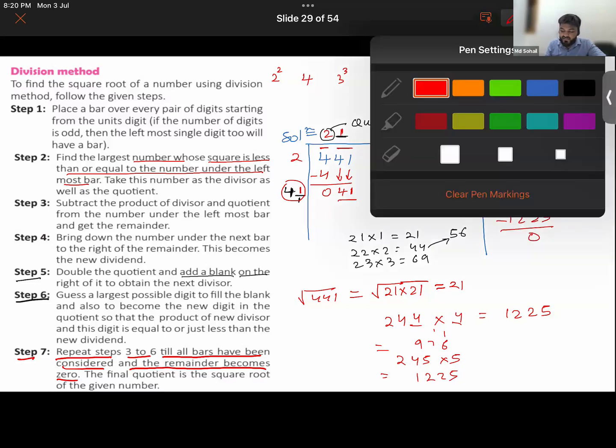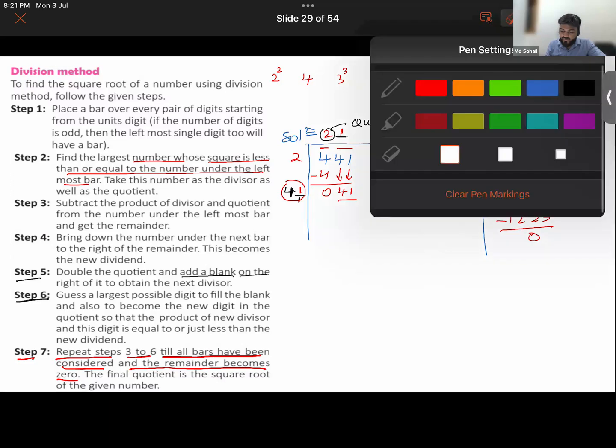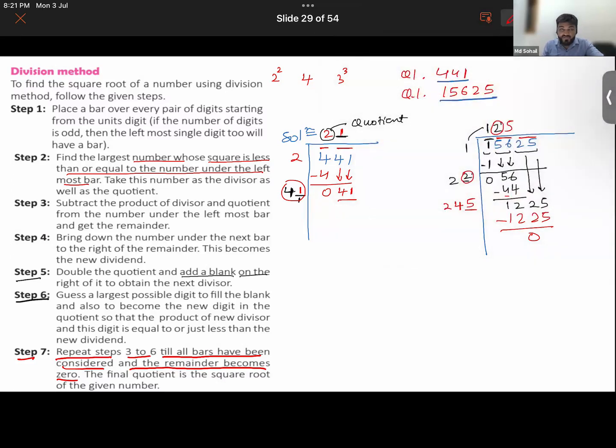So what is the required answer here? 125 is the square root of 15,625. Yes, sir. 125 multiplied by 125, that is 15,625, guys.